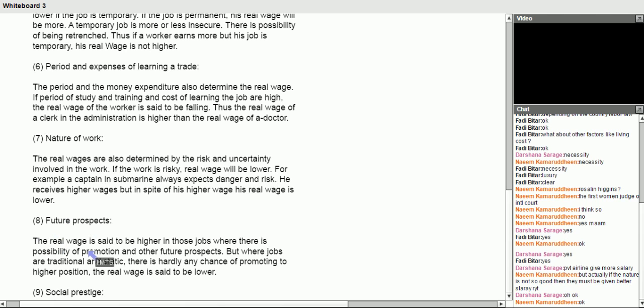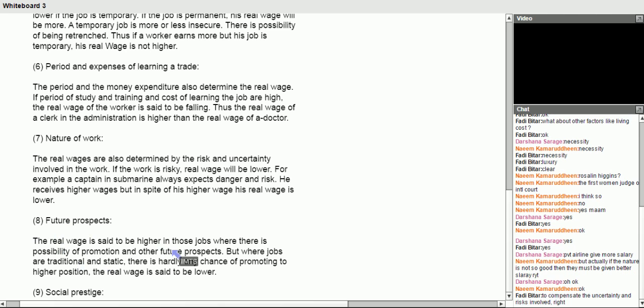Then future prospects. Real wage is said to be higher in those jobs where there is possibility of promotion and other future prospects. But where jobs are traditional and static, there is hardly any chance of promotion to a higher position, and the real wage is said to be lower. Sometimes people work in organizations and the salary they get is very low, not up to their expectations, but the amount of exposure given to them by that particular firm or industry is too much.